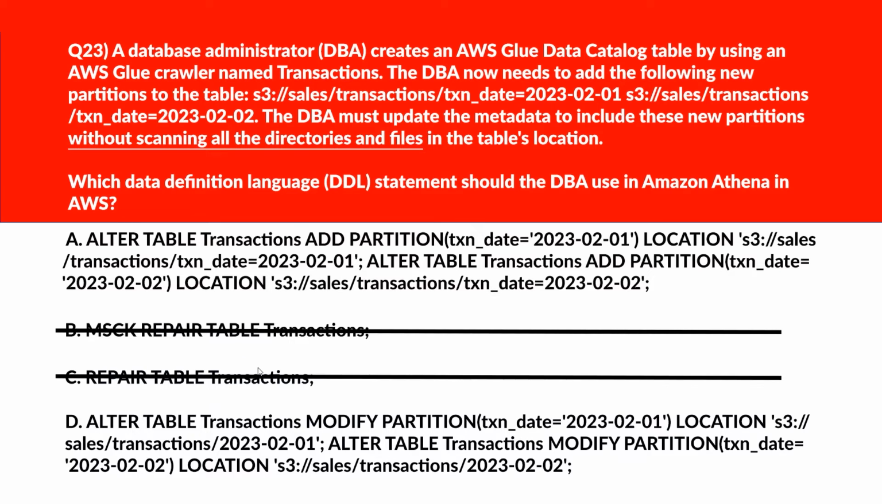We'll eliminate this. Let's move to option D. So if you look at option D, alter table modify partition modifies existing partitions but doesn't add new ones. So it's incorrect for adding partitions. So we'll eliminate this. Let's lock option E as the right answer.